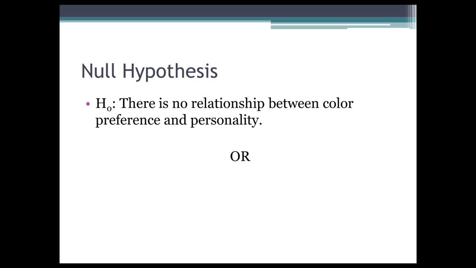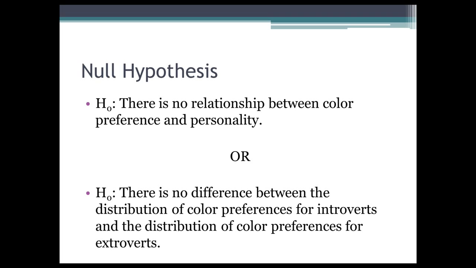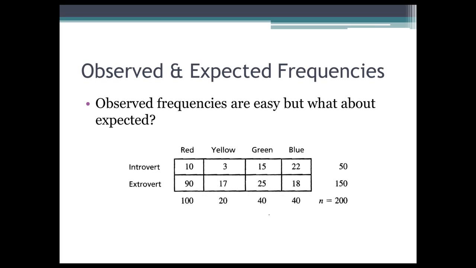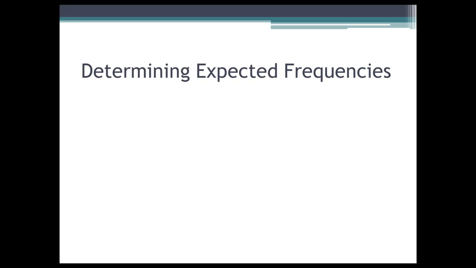So for the case of the color preference and personality type, the H sub O would state there is no relationship between color preference and personality, or that there is no difference between the distribution of color preferences for introverts and the distribution of color preferences for extroverts. I like the former hypothesis rather than the latter. I think the latter is kind of verbose. So observed frequencies are easy, but what about expected? Because remember, your observed frequencies are the actual data you collect. So expected frequencies, let's get into that.